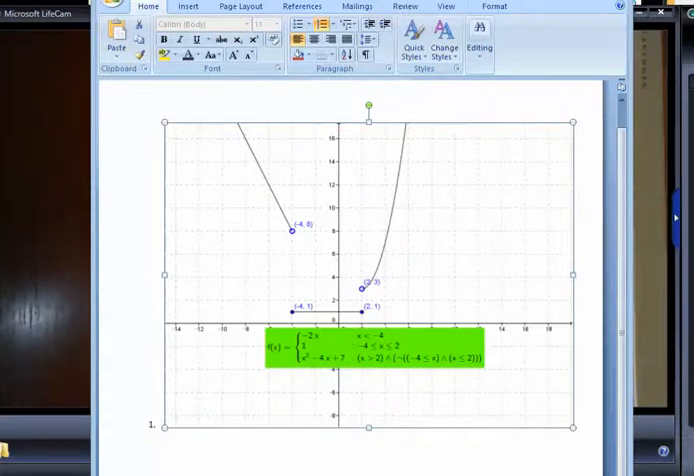So, alright, and that'll do it for this fairly long lesson actually on the piecewise functions. I hope this helps.